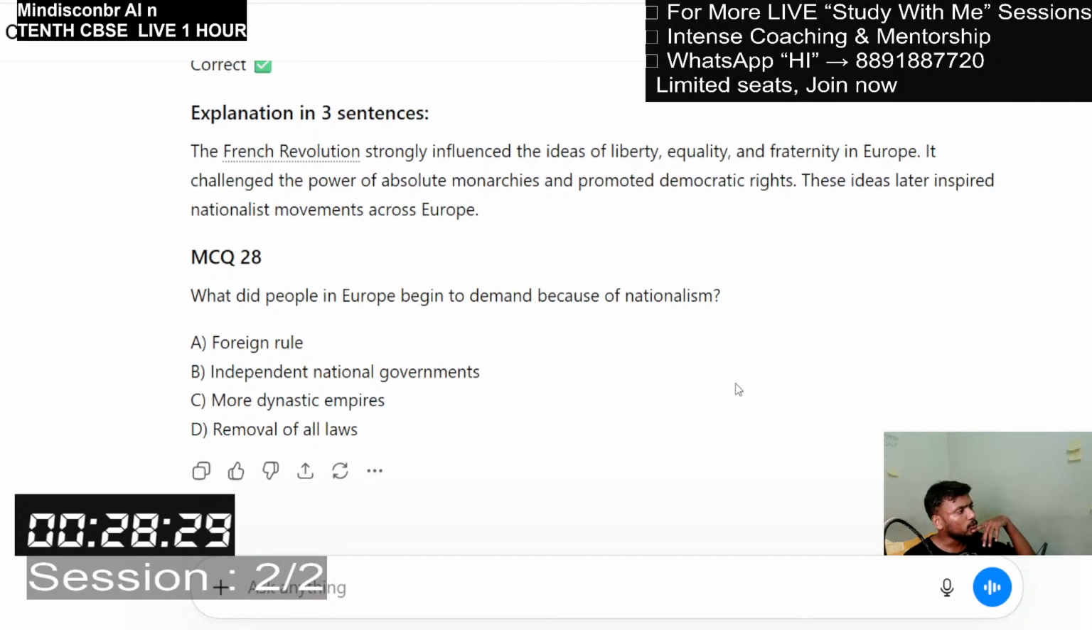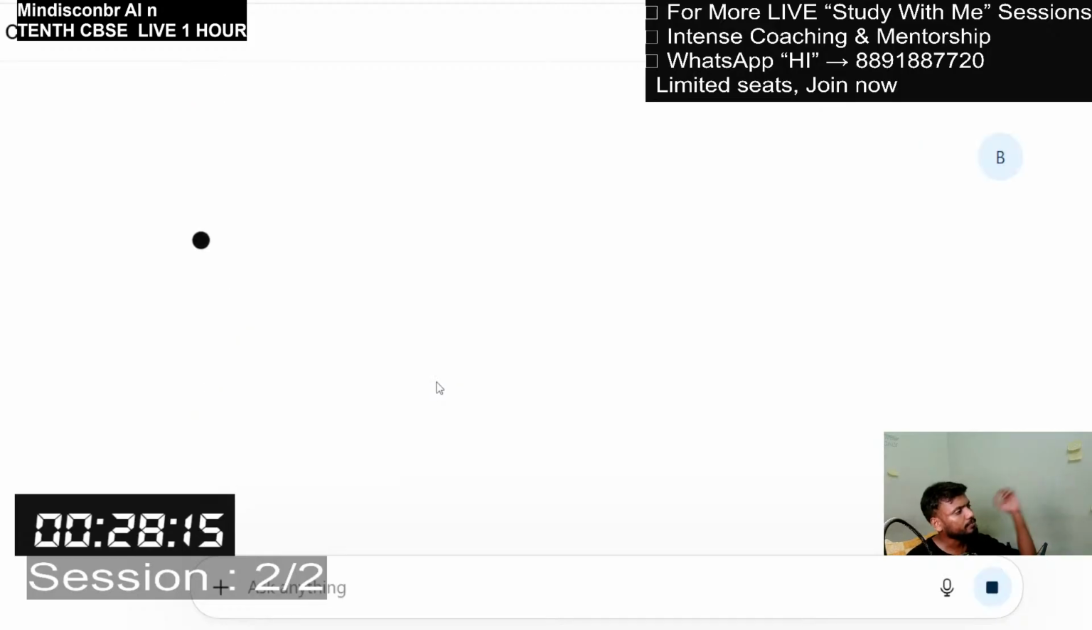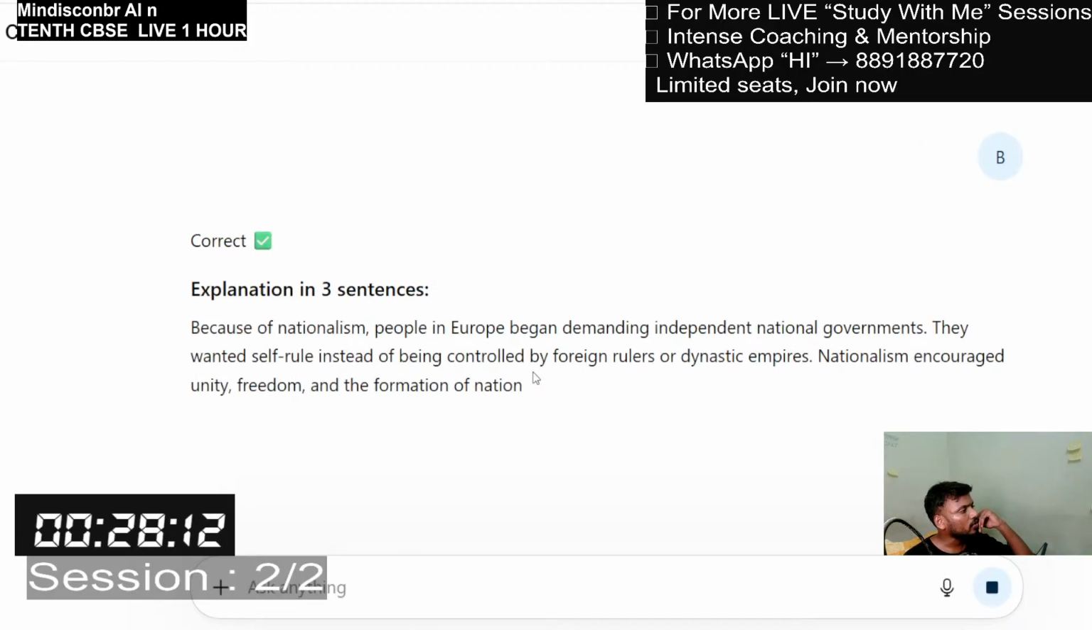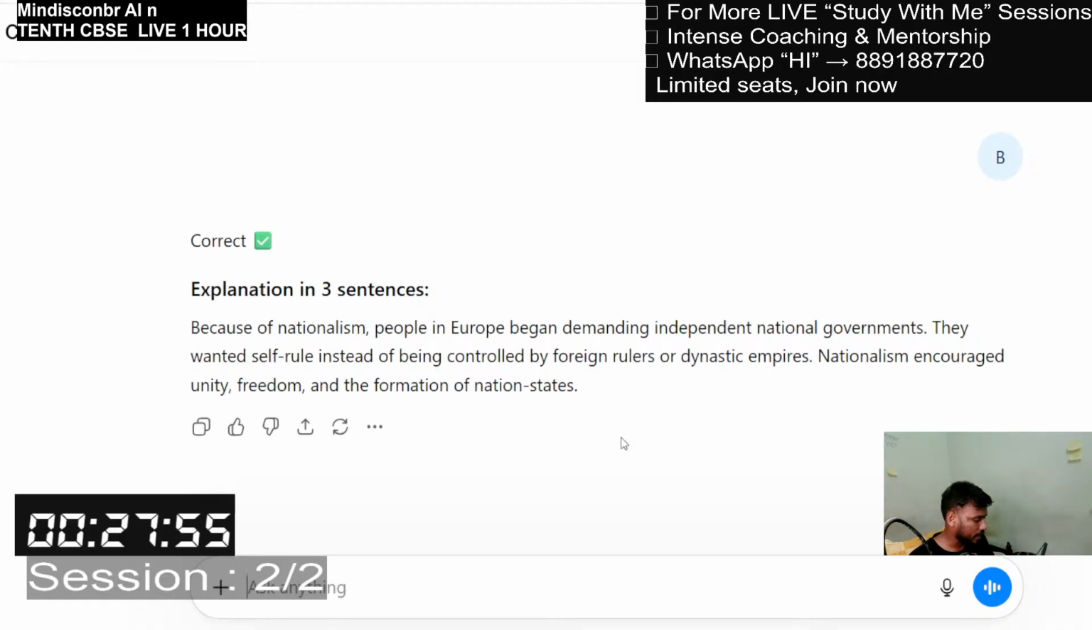What did people in Europe begin to demand because of nationalism? Foreign rule, independent national governments, more dynastic empires, removal of all laws. Independent national governments. Because of nationalism, people in Europe began demanding independent national governments. They wanted self-rule instead of being controlled by foreign rulers or dynastic empires. Nationalism encouraged unity, freedom, and the formation of nation states.